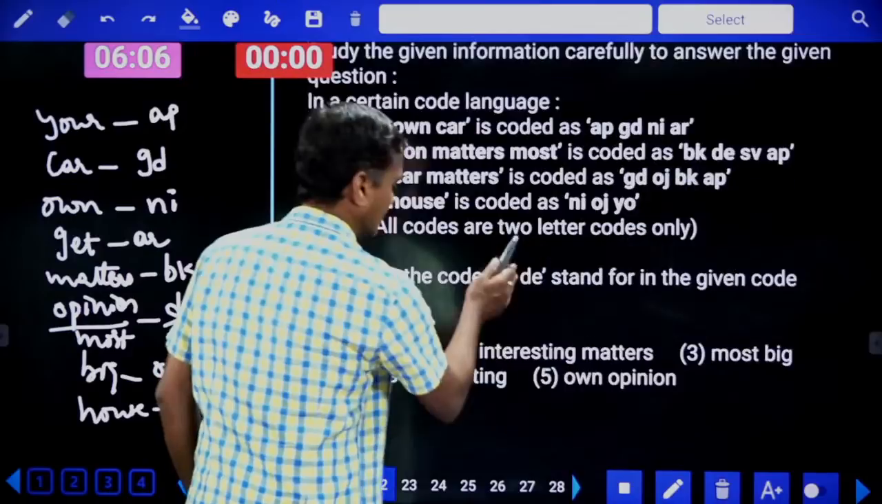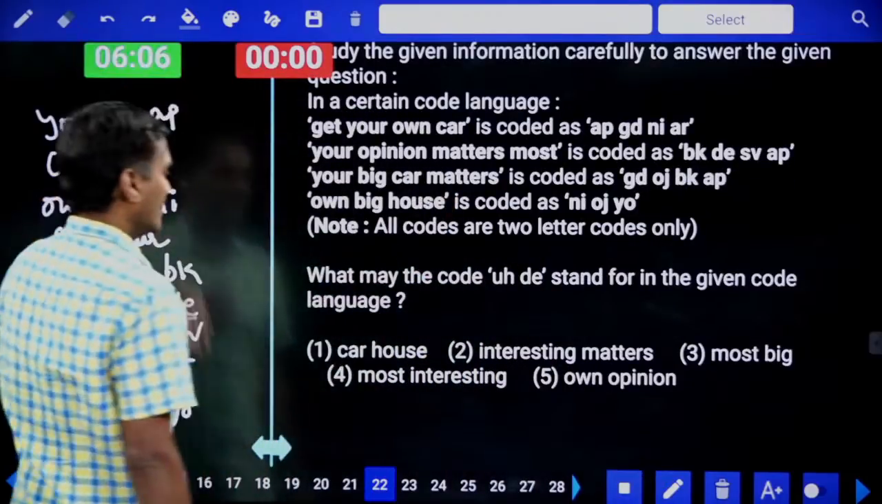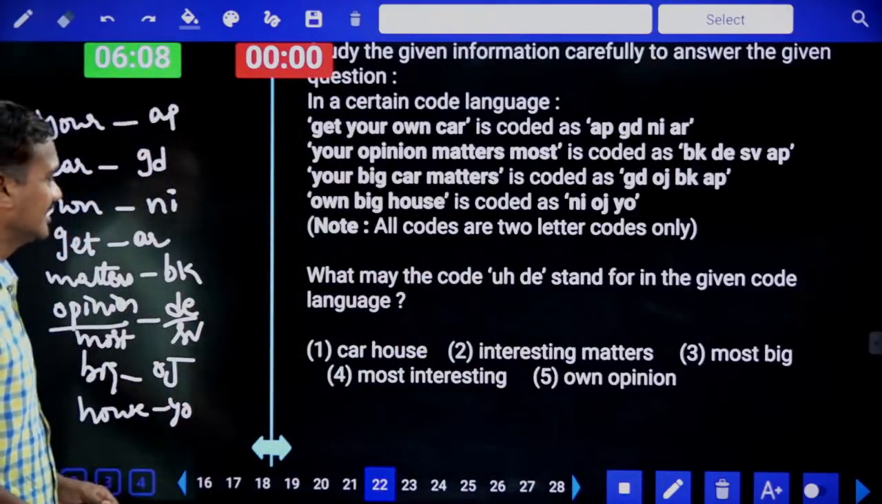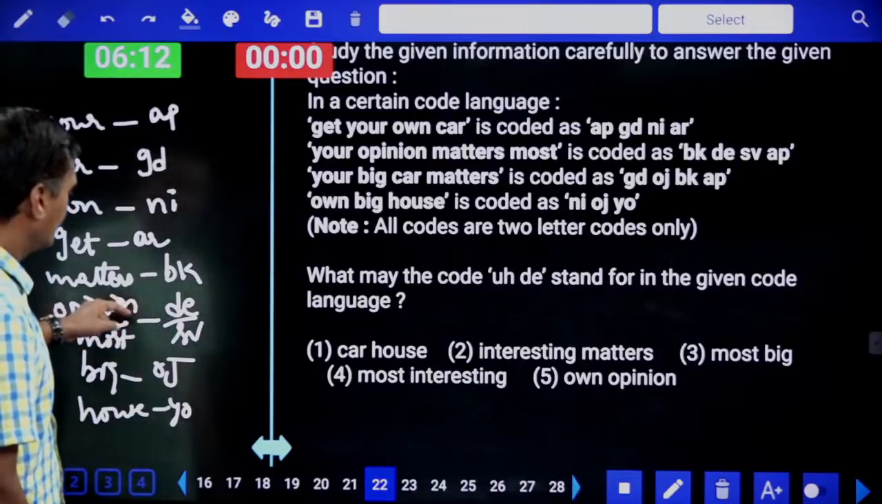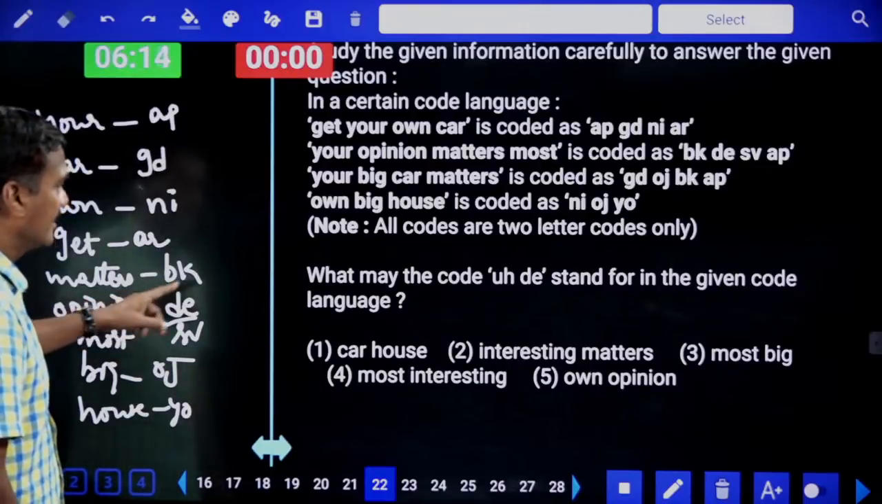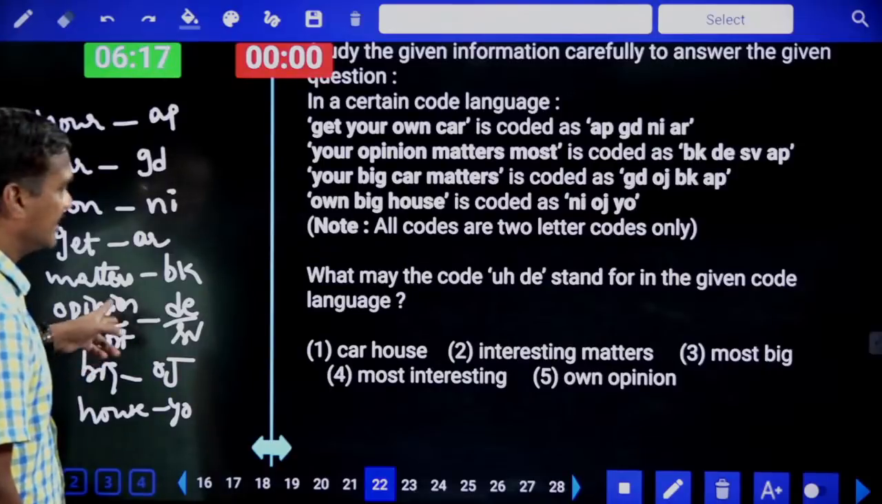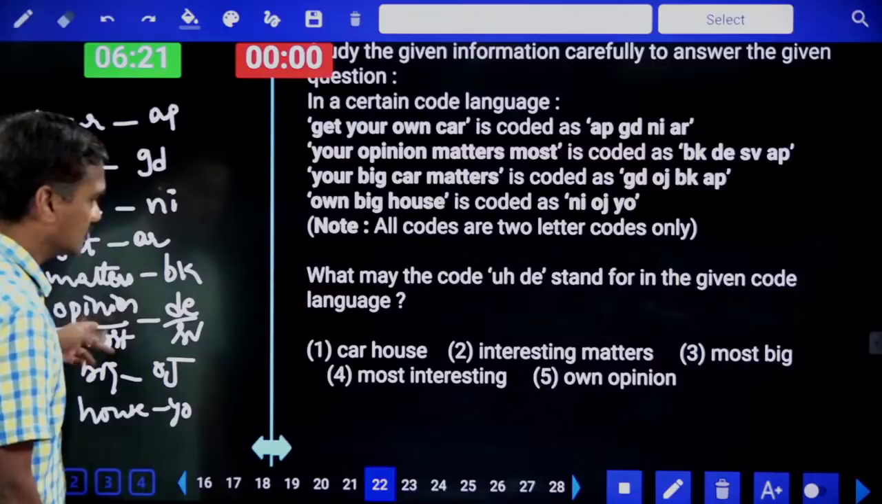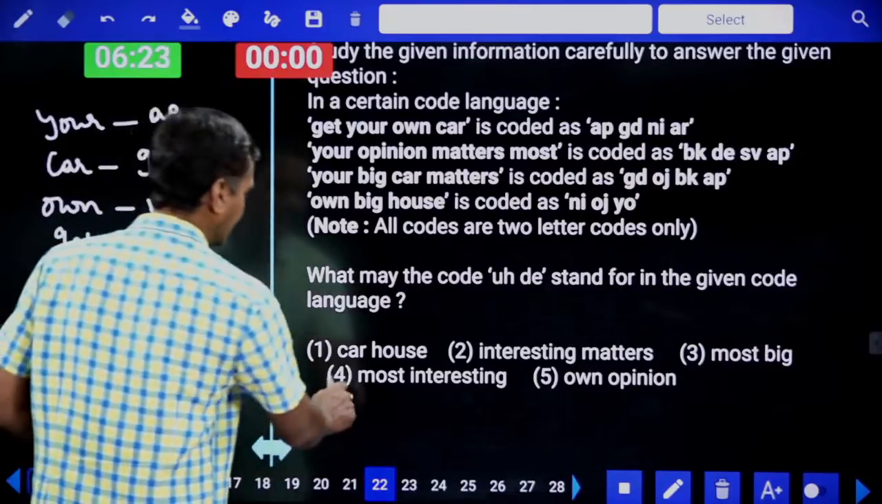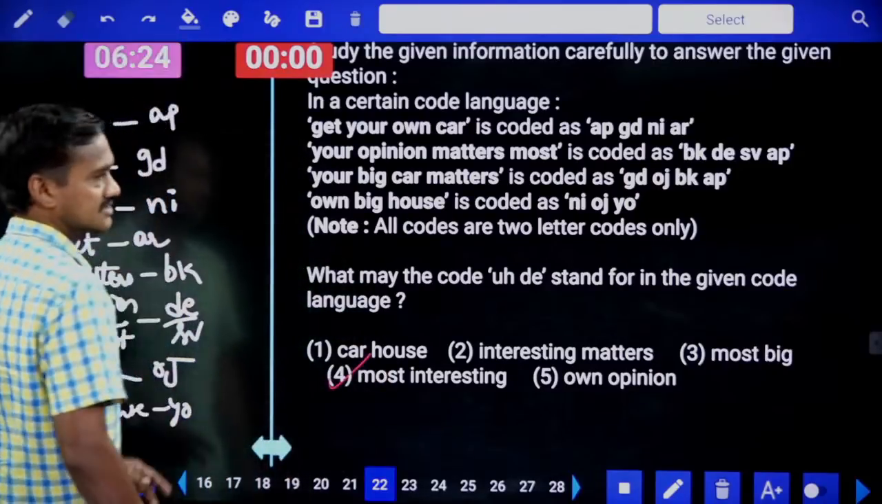Then coming to this one, what may be the code for UHDE? UH, DE. UH must be a different word. And DE, between opinion and most, one must be there, isn't it? As one must be there between these two. What is your answer here? And most interesting. Hence choice 4 is the answer.